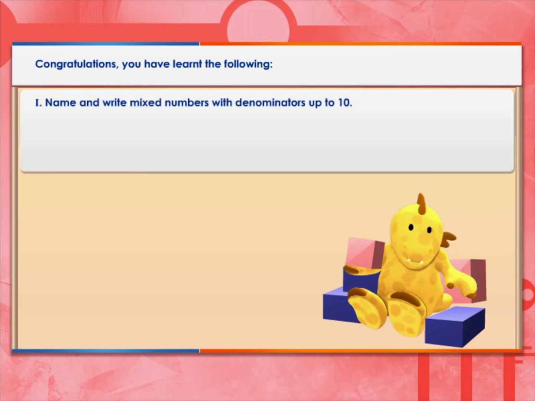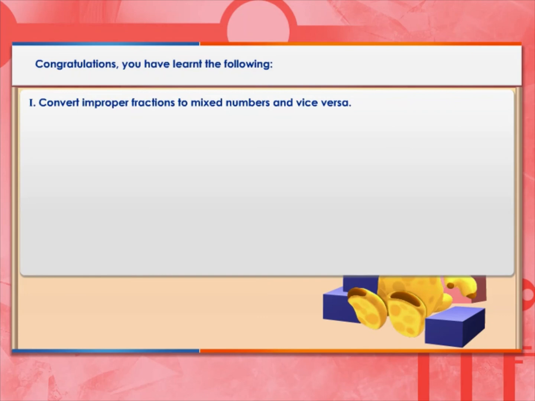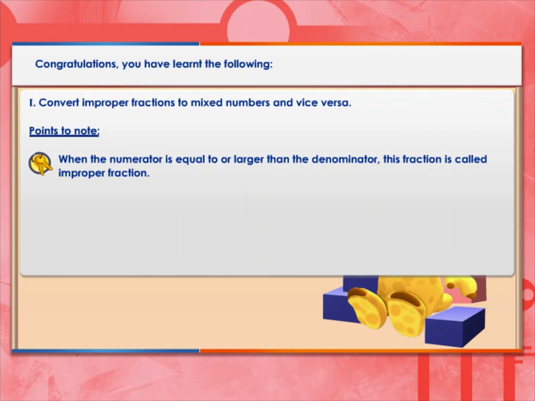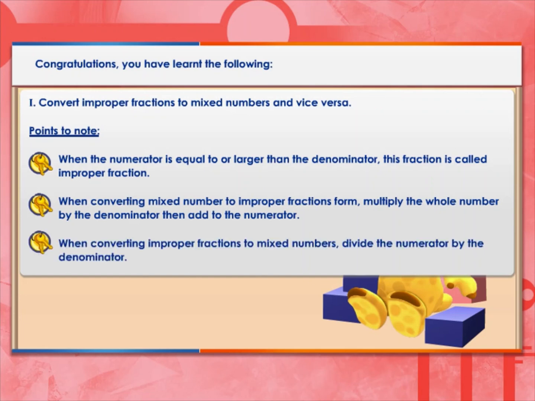Name and write mixed numbers with denominator up to 10. A mixed number consists of a whole number and a proper fraction. There are different ways to read the mixed numbers. Convert improper fractions to mixed numbers and vice versa. When the numerator is equal to or larger than the denominator, this fraction is called an improper fraction. When converting a mixed number to an improper fraction, multiply the whole number by the denominator and then add to the numerator. When converting improper fractions to mixed numbers, divide the numerator by the denominator.